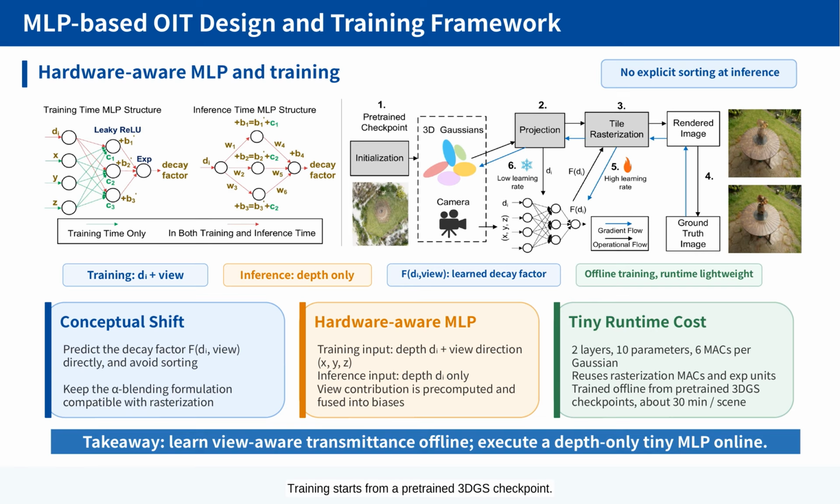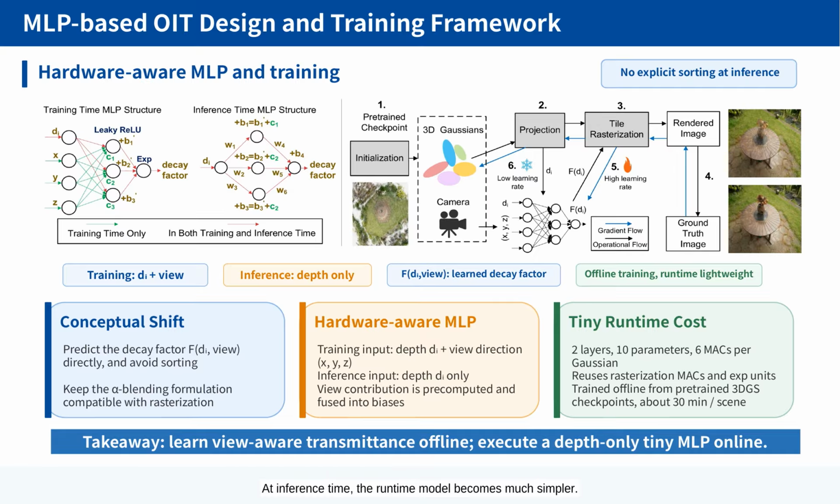Training starts from a pre-trained 3DGS checkpoint. For each camera pose, Gaussians are projected, depths are extracted, and the MLP predicts transmittance factors. The renderer then produces an image using the OIT formulation, and the rendering loss updates the MLP together with a lightly fine-tuned Gaussian representation. The learning rates are intentionally different. The MLP uses a higher learning rate to learn the decay function quickly, while the Gaussians use a lower learning rate to preserve the original scene representation.